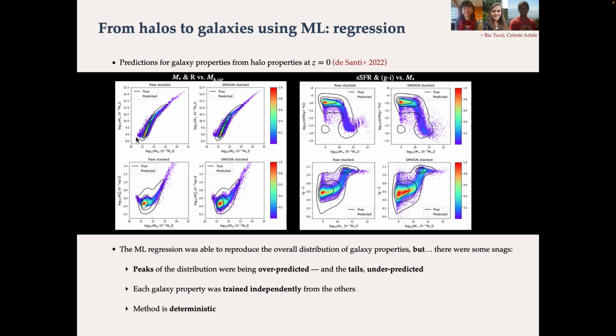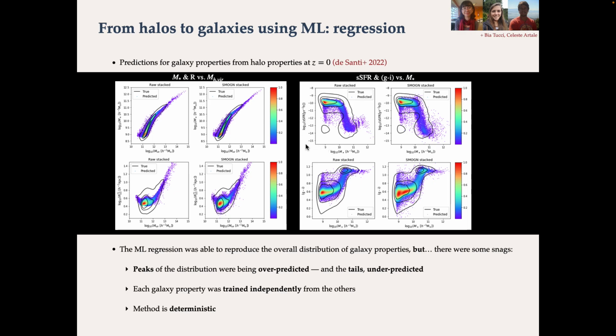Now you can see that in this case, we're talking about the halo mass and the stellar mass relation, or the halo mass and the galaxy radius. When we use the SMOG-N technique, this gets a little bit better. You represent better the populations which are at the outskirts. So basically, if you don't use data augmentation, you over predict the mode of the distributions, but with data augmentation, you can mitigate that.